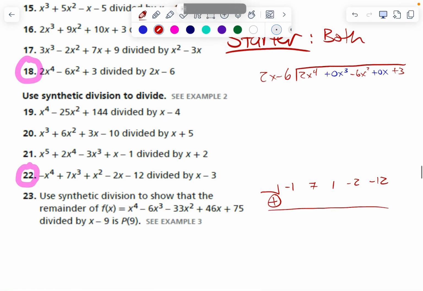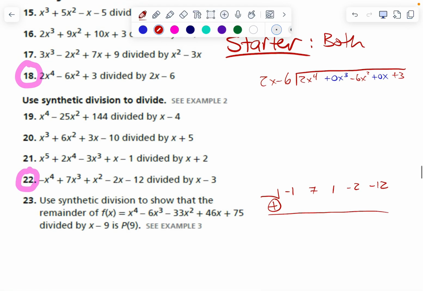The first one and mostly the second one. Okay, remember if you're missing terms, you need to fill in a 0 with that term just to help keep organized.